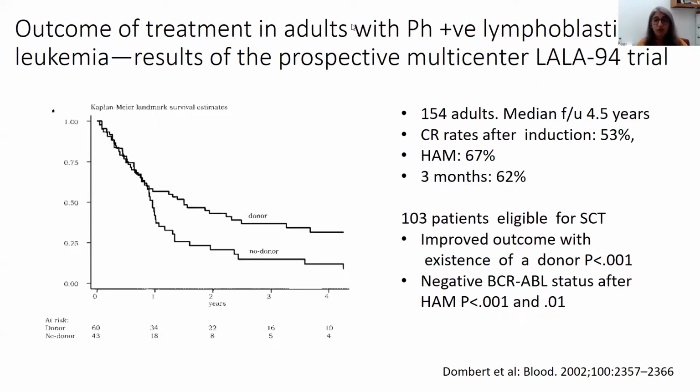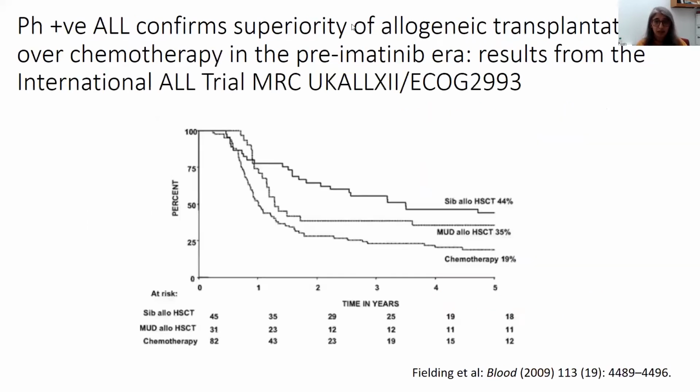What is the outcome of patients with Philadelphia positive ALL? This was looked at in a prospective LALA-94 study, an older trial published in 2002. It looked at about 154 patients with a median follow-up of 4.5 years, in which about 103 patients underwent a transplant. Patients who underwent a transplant had an improved outcome compared with patients who did not undergo a stem cell transplant for Philadelphia positive ALL.